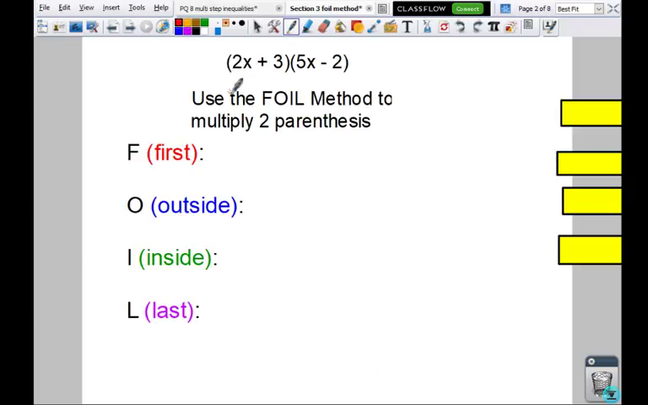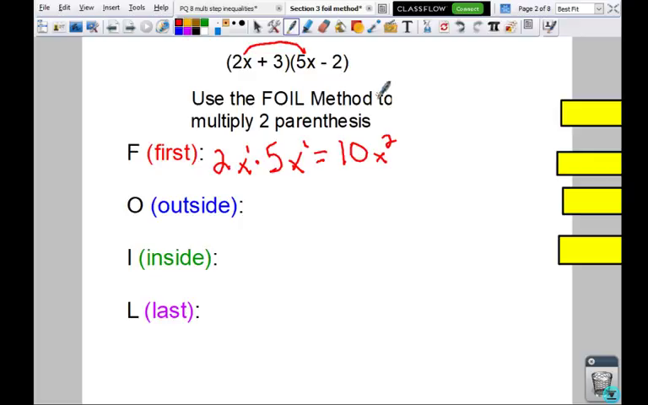When I talk about first, I'm going to multiply the first thing in each parentheses together. What we're doing is kind of like distributing, except when we have two parentheses, it's going to be a little different. So we're going to go 2x times 5x, and we're going to multiply these together. 2 times 5 is 10, right? What's x times x? X squared. Remember, x times x, that's x to the 1 times x to the 1, 1 plus 1 is 2, so it's 10x squared.